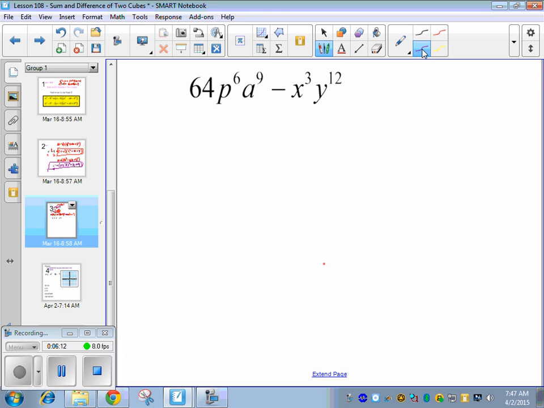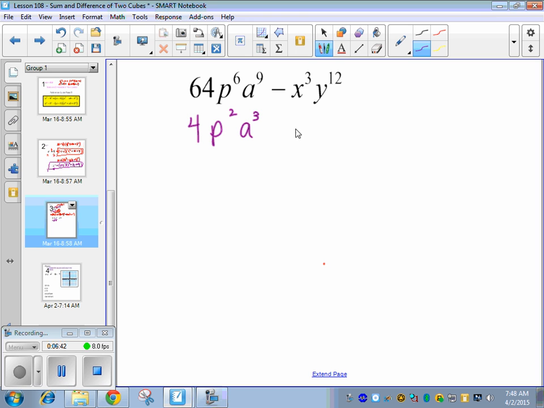So first figure out what your a and your b are, and then know you're doing the formula for difference, because it's minus. So the minus sign is going to go in the first set of parentheses, okay? What's the cube root of 64? 4. What's the cube root of p to the 6th? Yeah, divide that by 3, so p squared. What's the cube root of a to the 9th? A cubed, because we divide by 3.